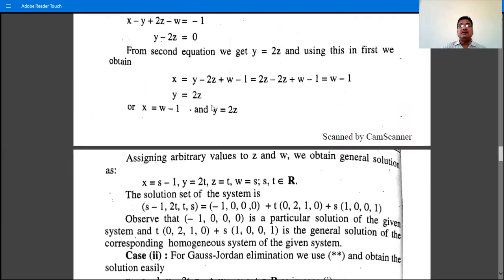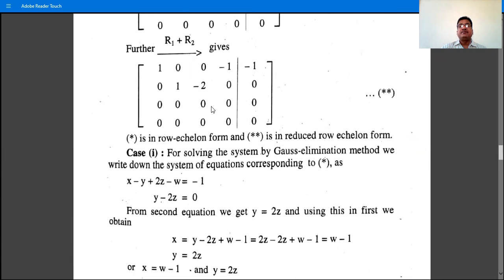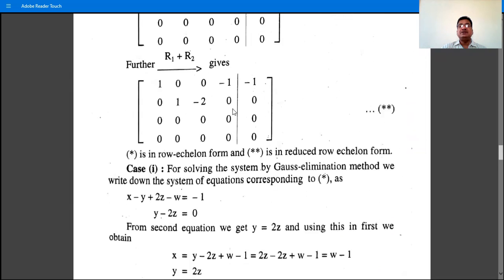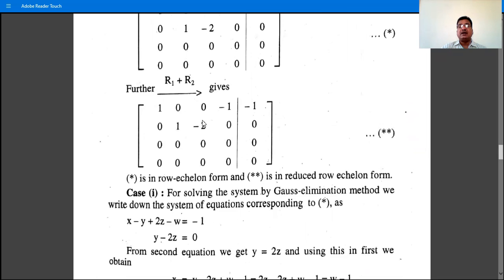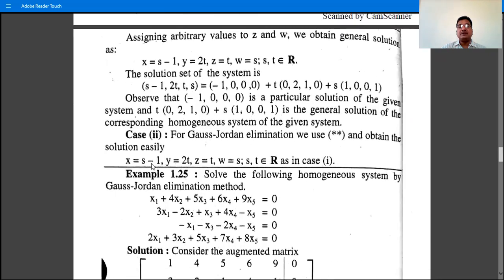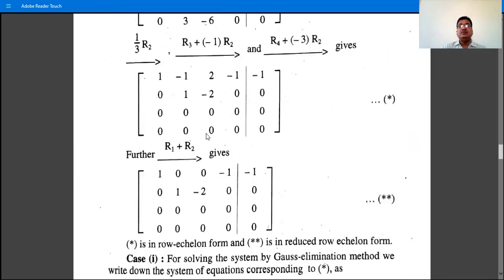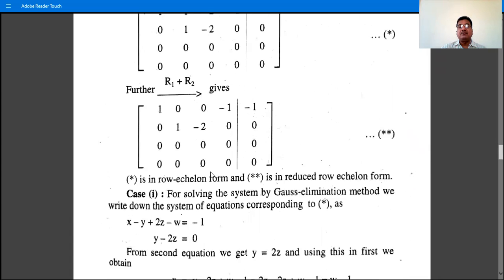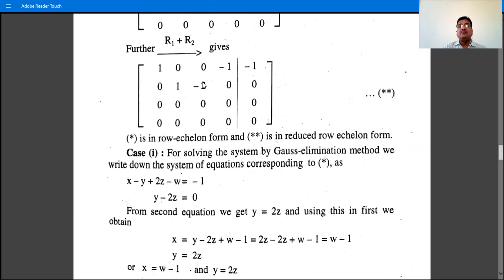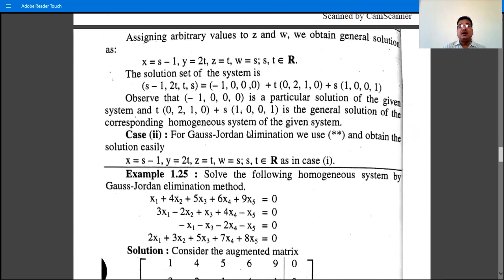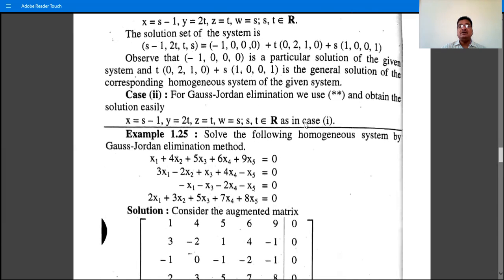If I have to find the solution by using the Gauss-Jordan method, then we use the row reduced echelon form. So write the equations. We have x minus w is equal to minus 1 as the first equation, and from the second equation we have y minus 2z is equal to 0. So again assign two unknowns. Suppose w is s and z is t, and then find y and x. We have the same solution.